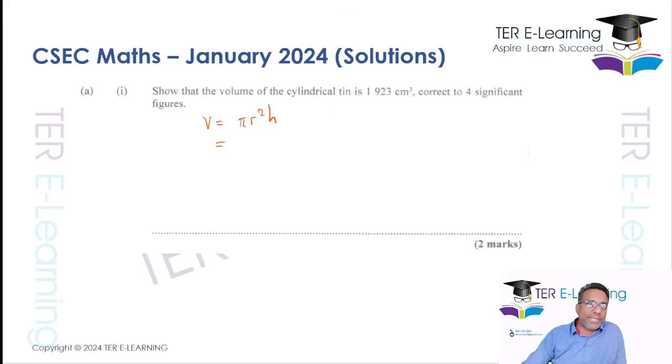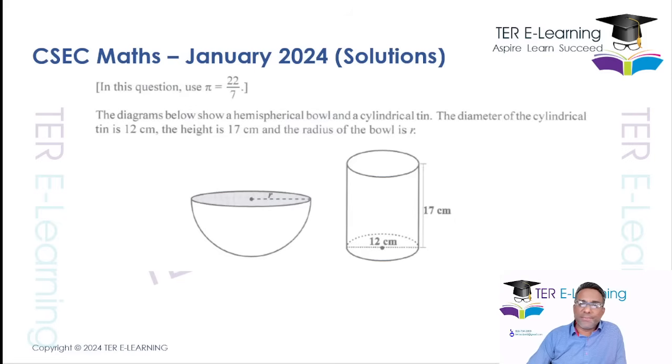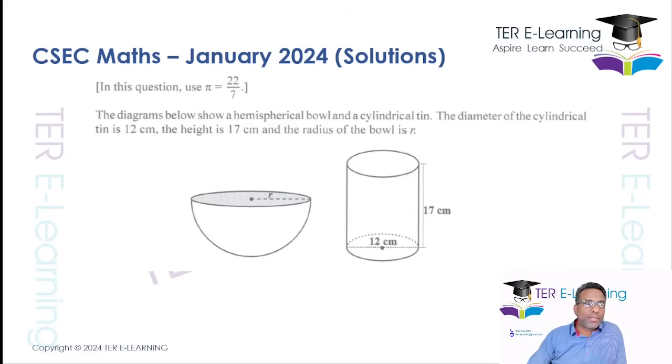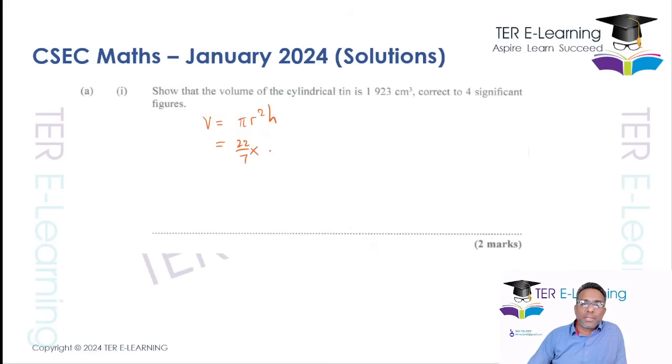What are we taking pi as? 22 over 7. So this is 22 over 7 multiplied by the radius, which is what? I guess 14 or 12. 12 and 17. So this is 12 squared multiplied by 17. And when I work this out, this is 22 over 7 multiplied by 144 multiplied by 17.